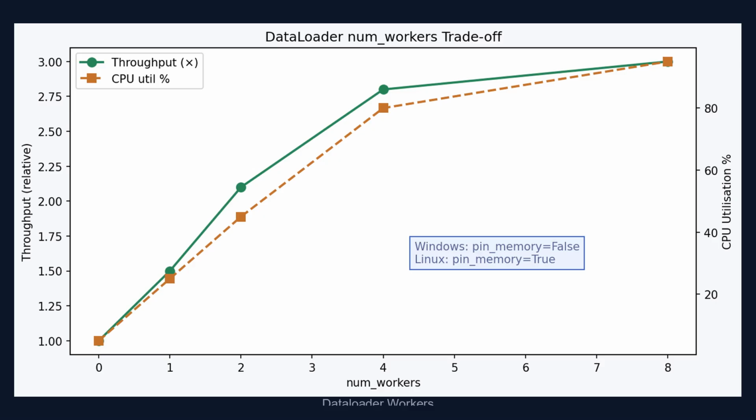One Windows-specific note: set pin_memory to false in your DataLoader. On Linux, pin_memory equals true speeds up host to GPU transfers by keeping data in page-locked memory, but on Windows the implementation behaves differently and can actually slow things down or cause errors. Keep it false and you'll avoid that class of problem entirely.